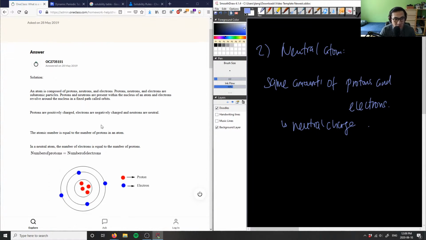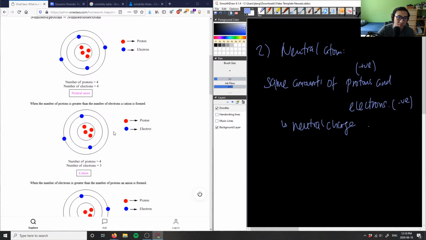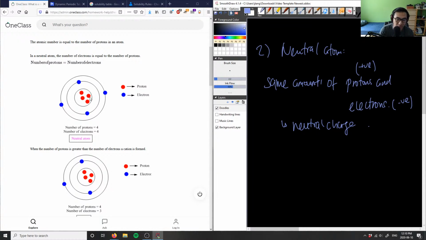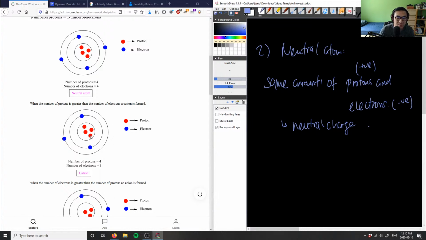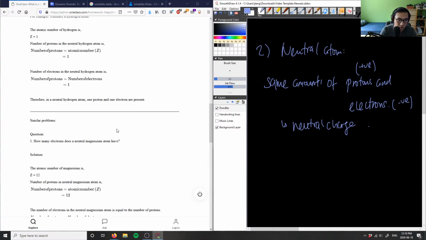As you can see here, protons are positively charged and electrons are negatively charged. If we have the same amount of both protons and electrons, then we have a neutral charge. So it says here number of protons equals number of electrons, so the solution here is correct. For example, in this atom, which has 4 protons and 4 electrons, it's a neutral atom. And if you have an imbalance, it could either be a positively charged ion or a negatively charged ion. So the solution here is correct.